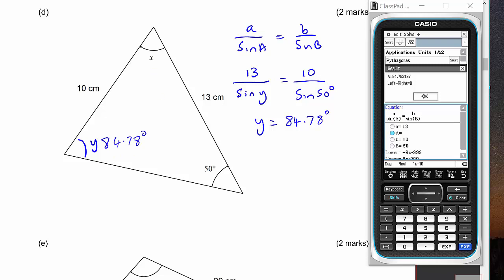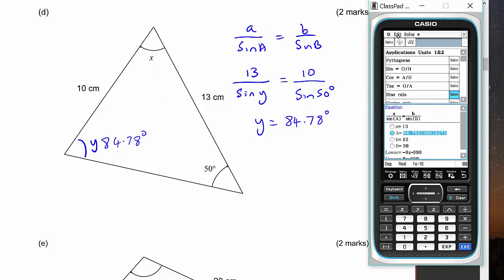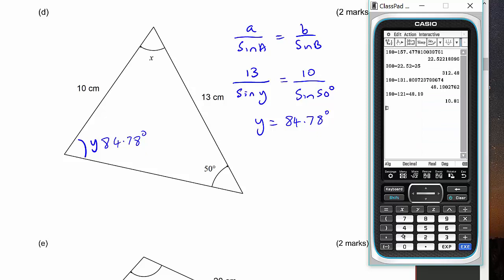And so we can find x. I can actually copy that, or I could have just typed it from here. And let's go to main. So we know the three angles add to 180. Take away the 50 we were given. Take away the value I just copied. And that's going to give me 45.22. So that was what x is.